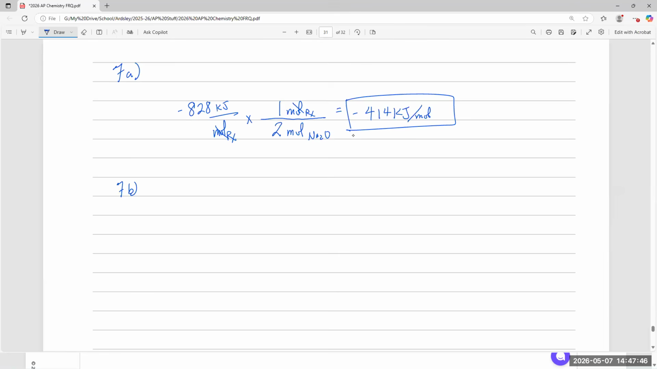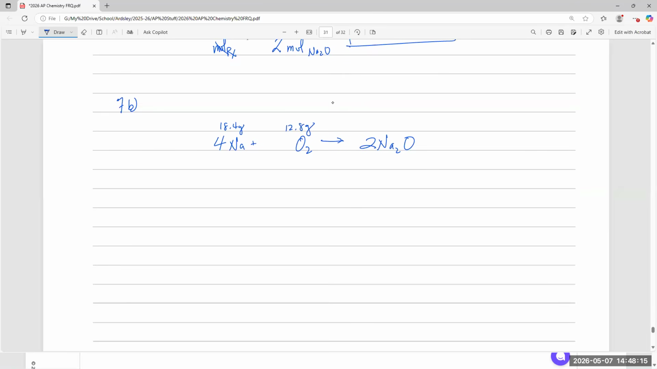All right, so to solve this, we need our equation. So that's 4 sodiums and an oxygen yielding 2 sodium oxide. It says 18.4 gram sample of sodium, so it's 18.4 grams and 12.8 grams. We actually have to calculate the moles, right?